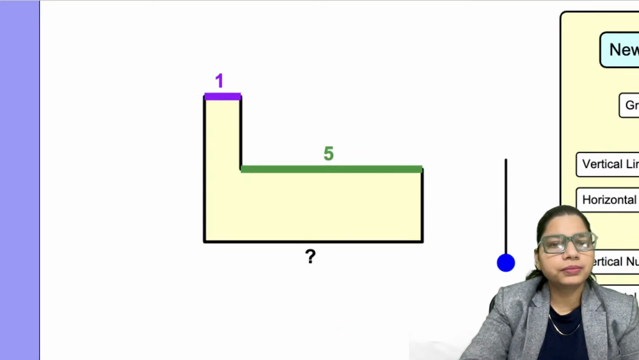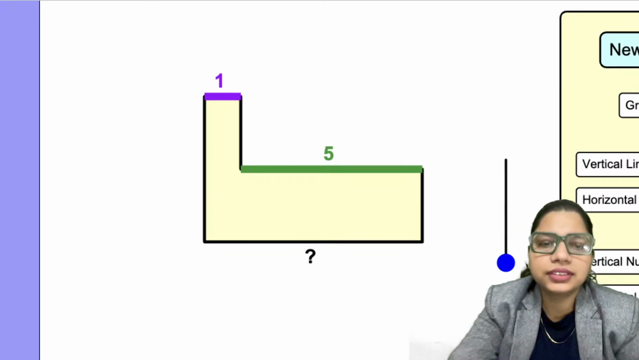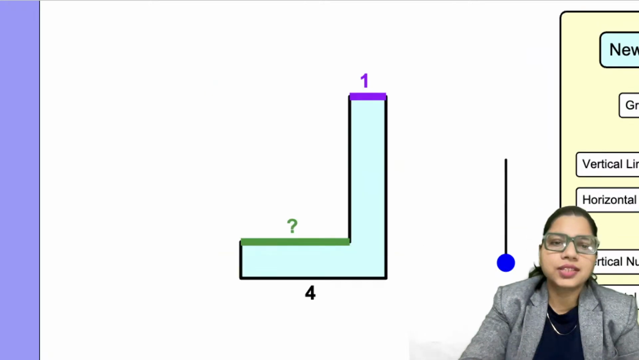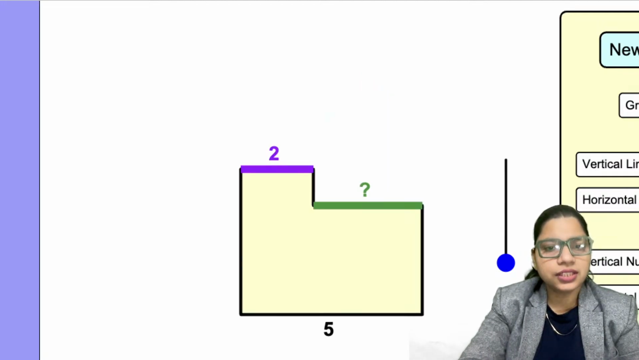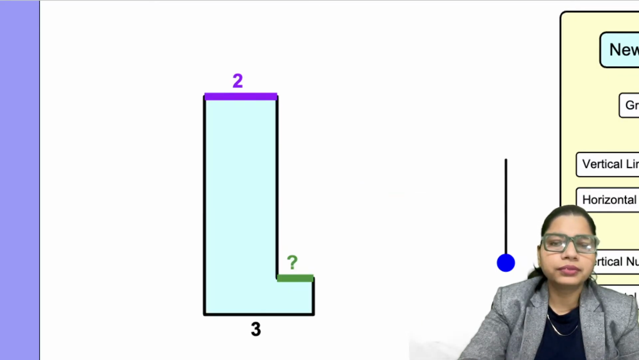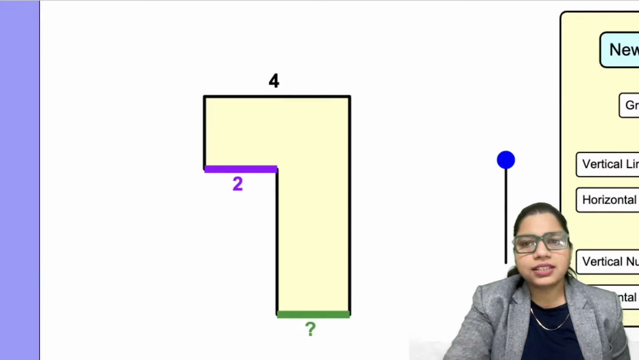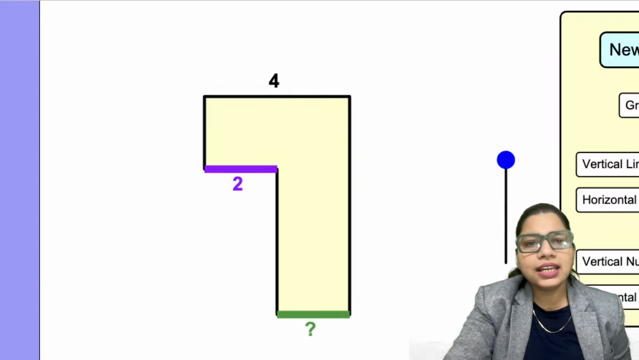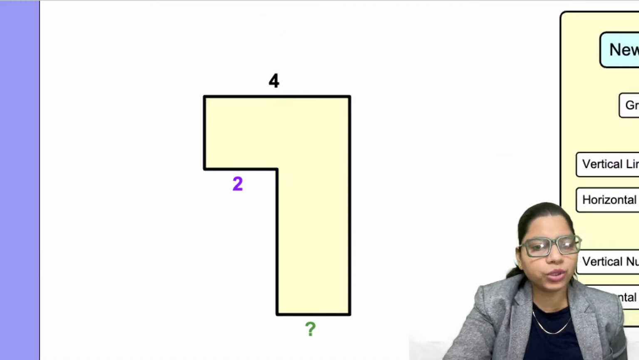Here, add 6. Here, subtract 3. Here, subtract 3. Here, very good. So makes sense, right? Now, let's hide the grids. Now, can you tell me what this value will be?